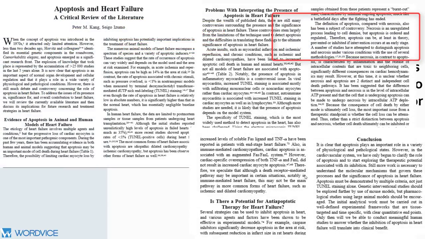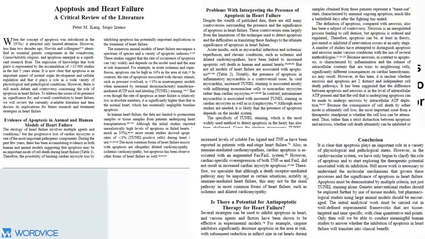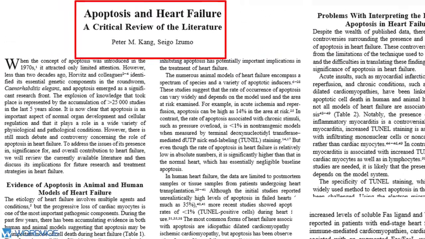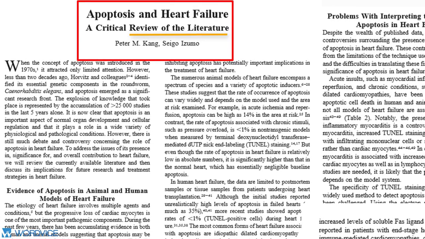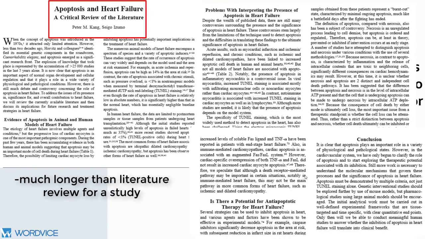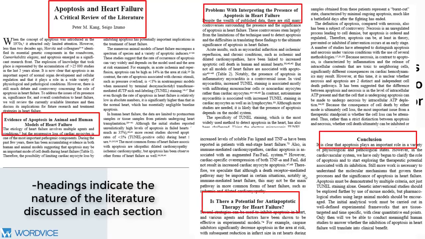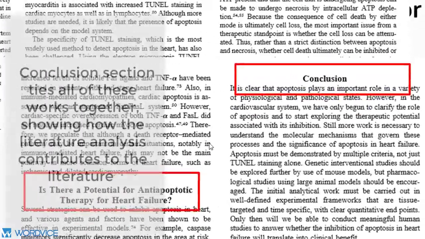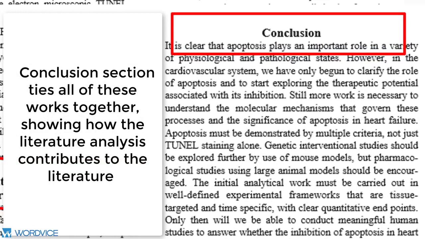In this example of a literature review in a journal, there are two features that distinguish it. First, the words literature review are contained in the title. While it is not necessary to include this exact term, many literature reviews do indicate the type of article in their title. The second feature one notices is the length of the text. It is much longer than the literature review that introduces a study. The headings indicate what kind of literature is being discussed and how it contributes to the topic. At the end of the review is a conclusion that once again explicitly ties all of these works together to show how this analysis is itself a contribution to the literature.